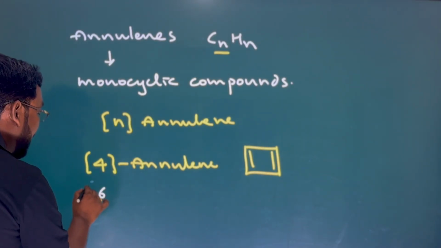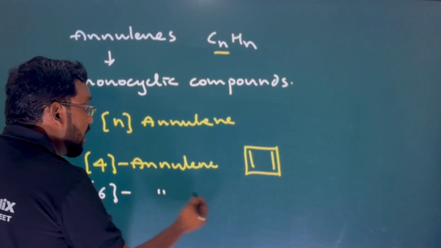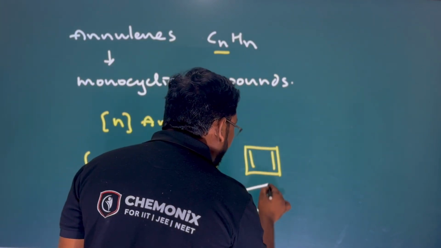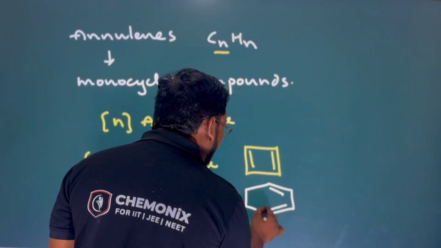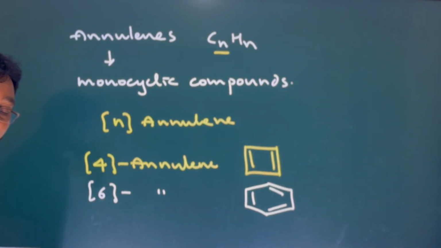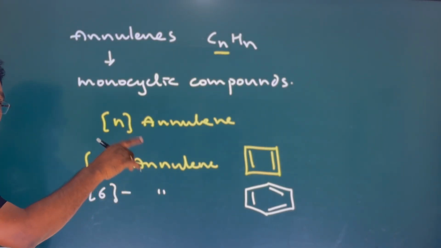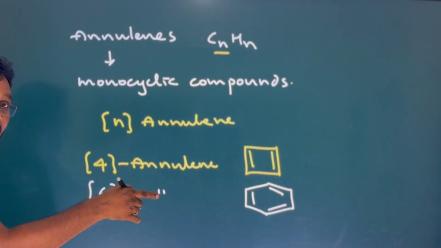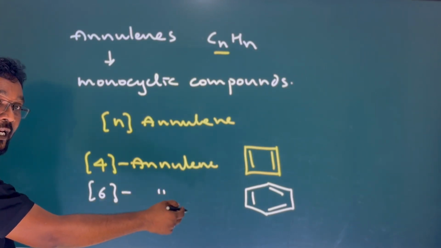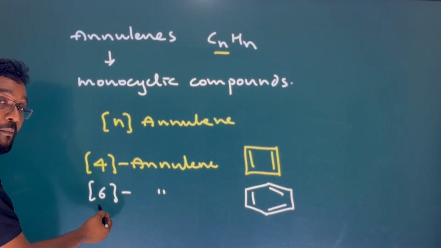Suppose 6 carbon atoms are there in the cyclic ring, that is called 6 annulene, the benzene we are calling here. So this is also called 6 annulene, because it is a monocyclic conjugated ring. Monocyclic conjugated rings of the CnHn molecular formula are called annulenes. While writing the name of those molecules, you write the number of carbons.